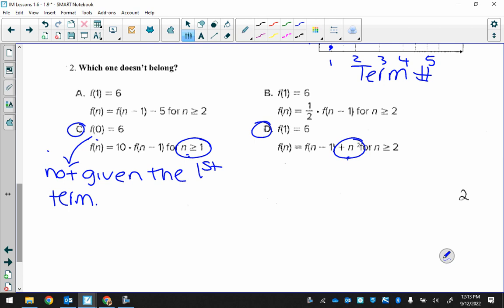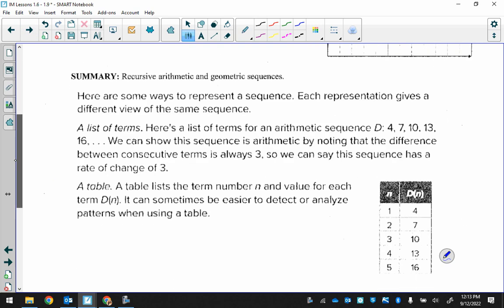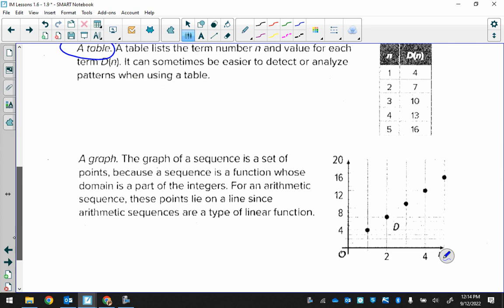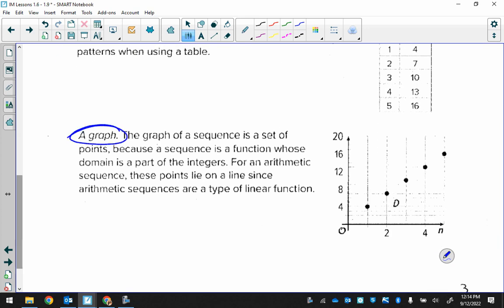Okay, the summary is key information that we should be reading on our own. Okay, we're going to go through this one because there is important information and then you guys are going to get to practice. So here are some ways to represent a sequence. Each representation gives a different view of the same sequence. So you could have one sequence represented a few different ways. The first way is just a list of terms, what we've been dealing with. The second way is a table. Okay, you could represent a sequence. The next is a graph, which we saw.